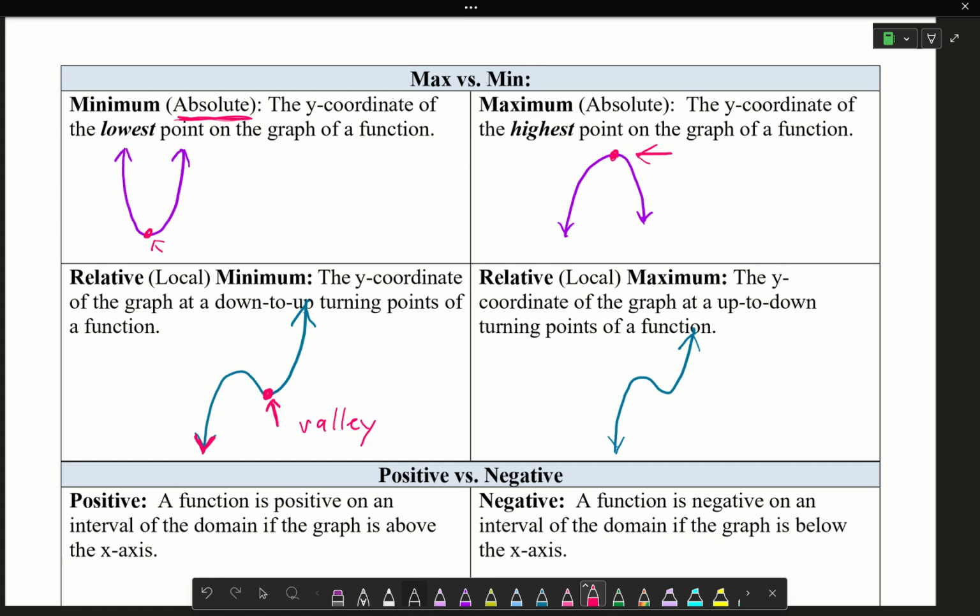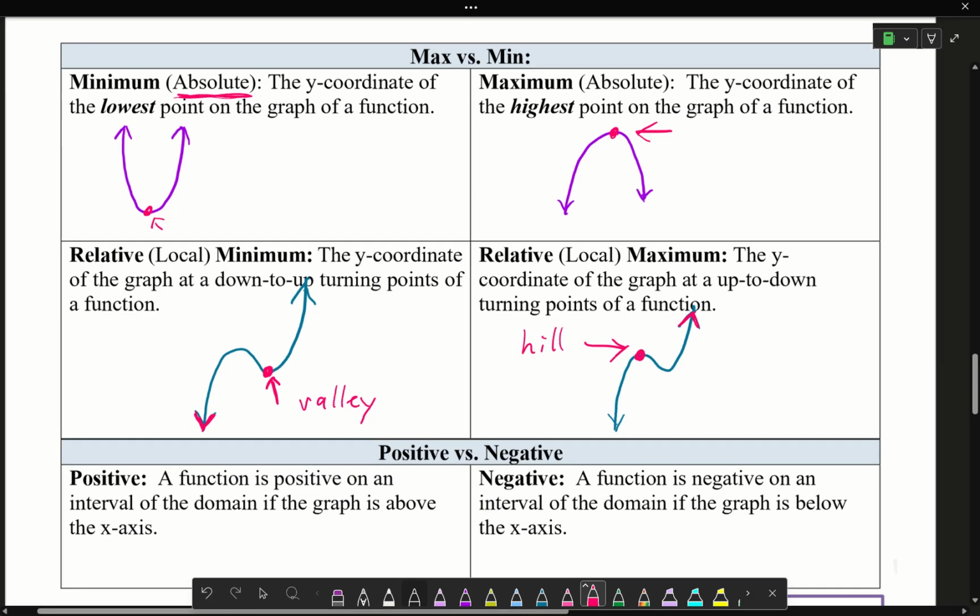On the right side, a local maximum right here. It is a high point on the graph, but it's not necessarily the highest point because you can tell the graph is going to continue upwards. A lot of people consider this like a hill. Whenever you see a hill, a place where it goes up and comes back down, that's a pretty good indication that you have a local maximum.